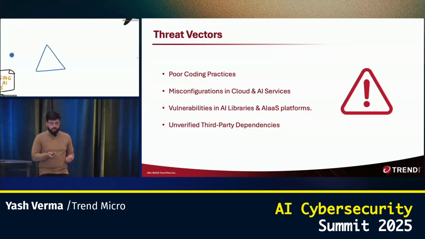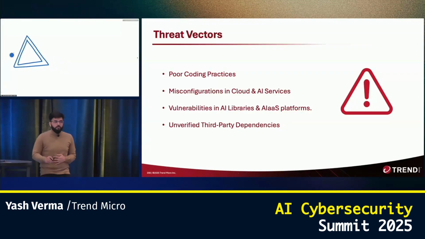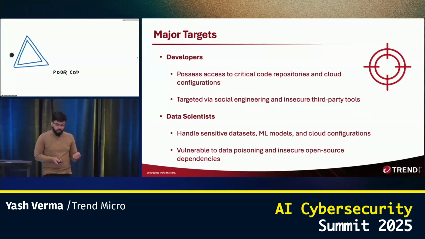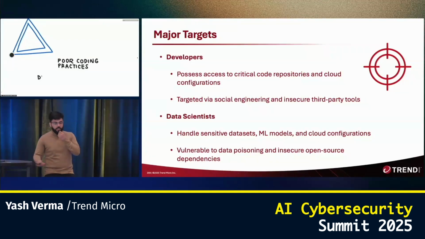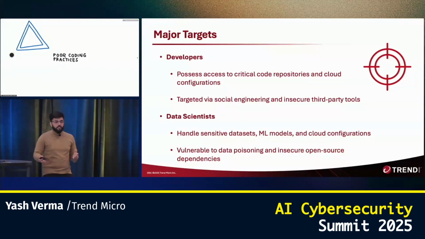Vulnerabilities in AI libraries are also a common issue, as I already said, which can introduce a lot of vulnerabilities in your public-facing AI application. Unverified third-party dependency is also a big issue, especially with developers and data scientists. Developers use a lot of third-party extensions, and that could introduce malicious code into your MLOps pipeline and public-facing application. Data scientists use a lot of third-party datasets, which can introduce a lot of biases into your MLOps pipeline and your application.